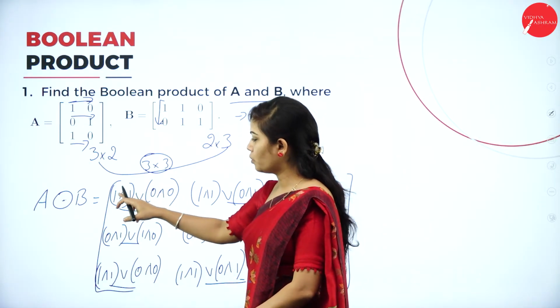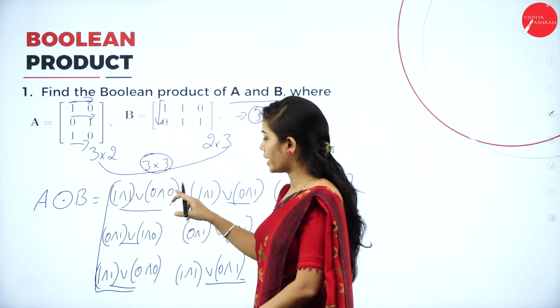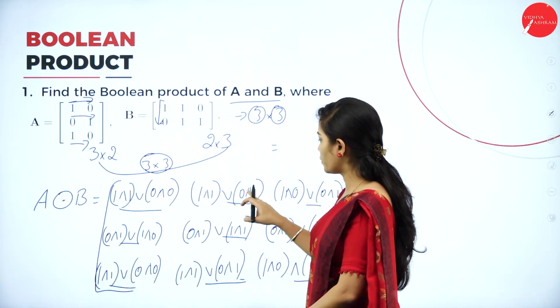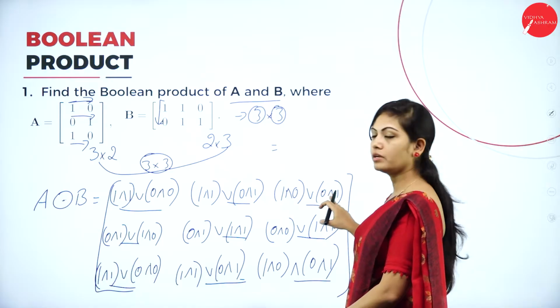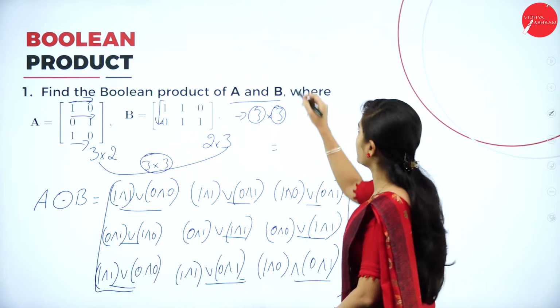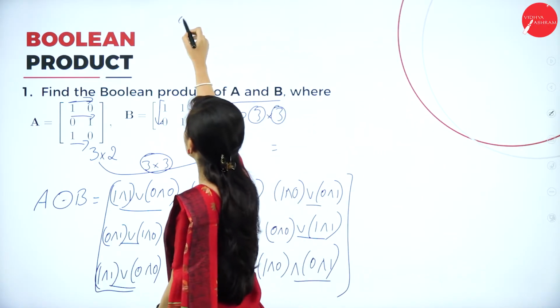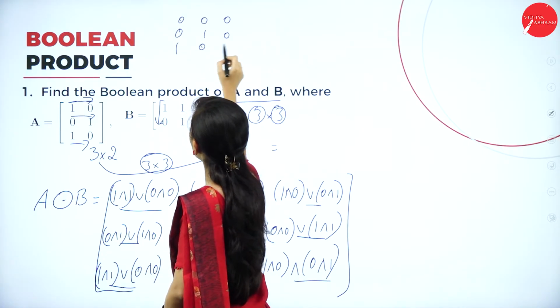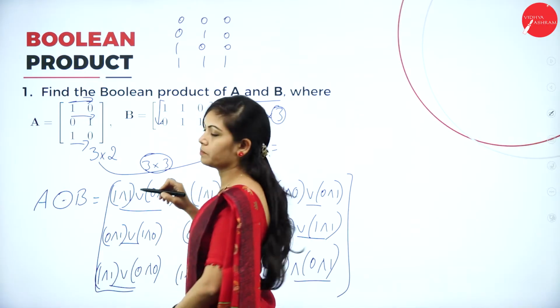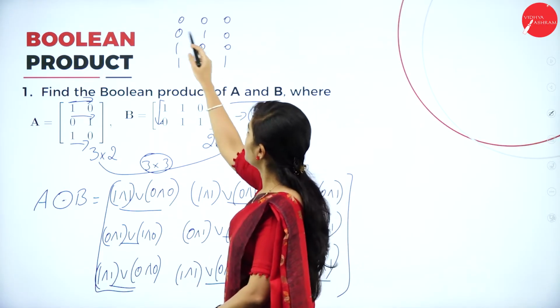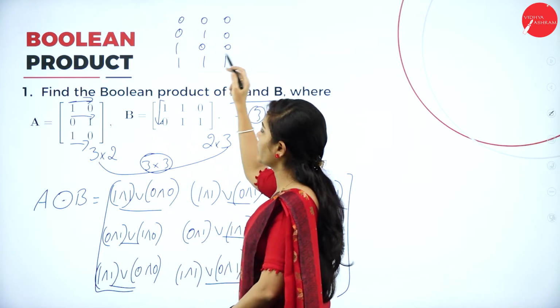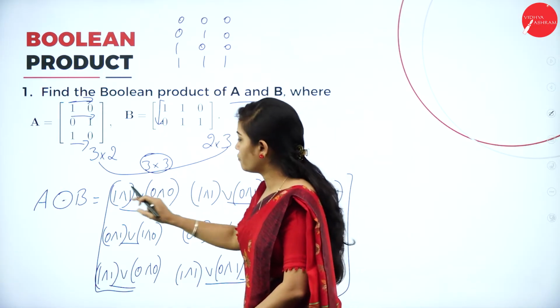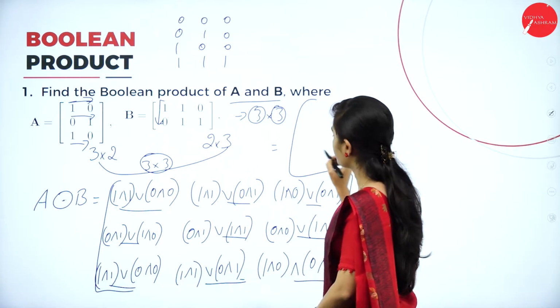So first find 1 and 1, 0 and 0. 1 and 1, 0 and 1. 1 and 0, 0 and 1. It is the multiplication operator. So multiplication means 0, 0 is 0, 0, 1 is 0, 1, 0 is 0, 1, 1 is 1. So for addition, 0 plus 1 is 1, 1 plus 0 is 1, 1 plus 1 is 1. So find these values properly.